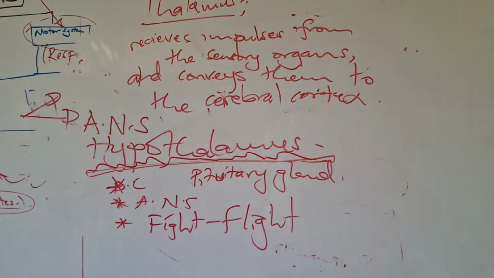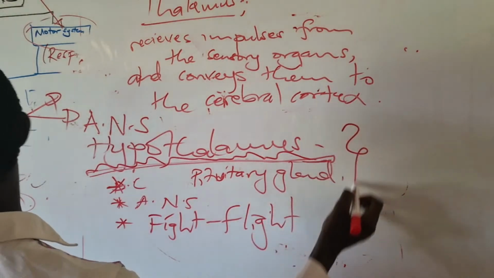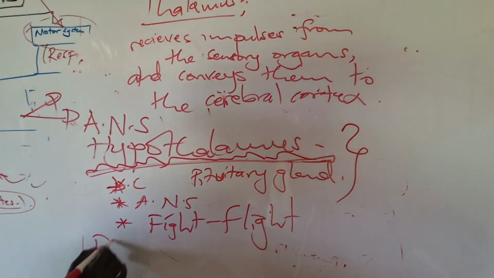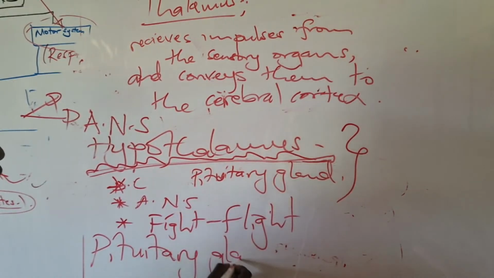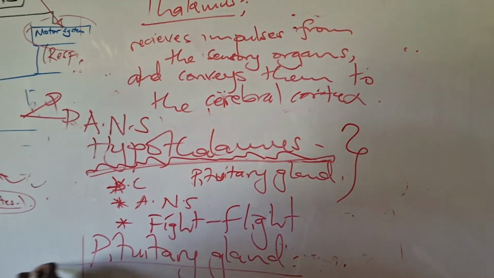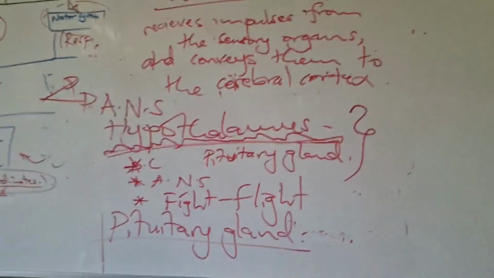So we are looking at the functions of parts of the brain. I will not talk about the pituitary gland because we looked at the pituitary gland previously. We saw its endocrine function.